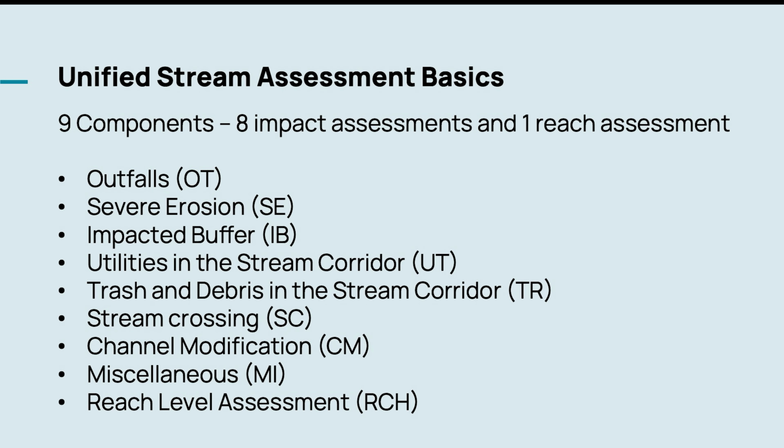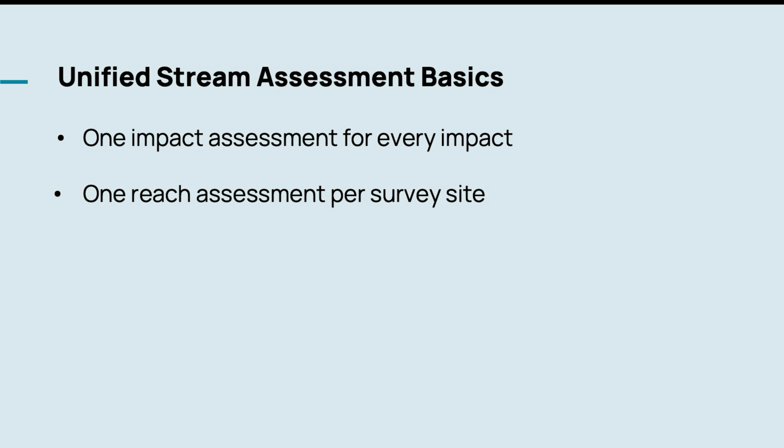So there are 9 components to the USA. 8 of those are impact assessments, and then there's 1 reach assessment. The impacts are looking out for stormwater outfalls, severe erosion, impacted vegetative buffers, trash, stream crossings, channel modification, and miscellaneous for anything else we may find. And I'll show you examples of those in a second.